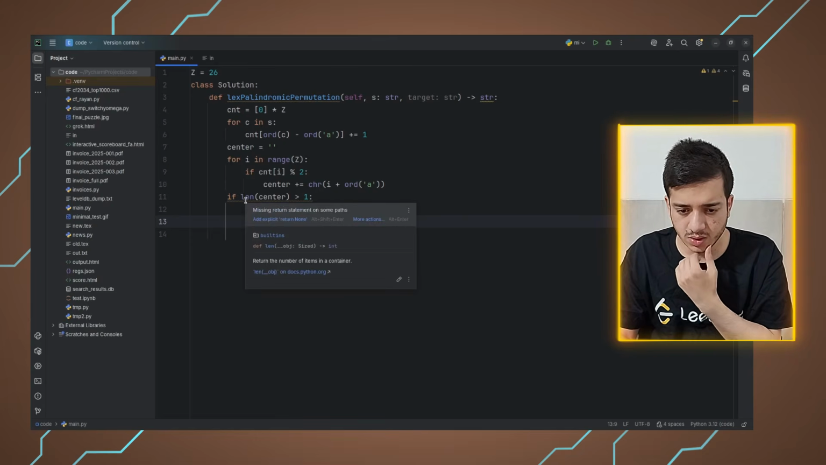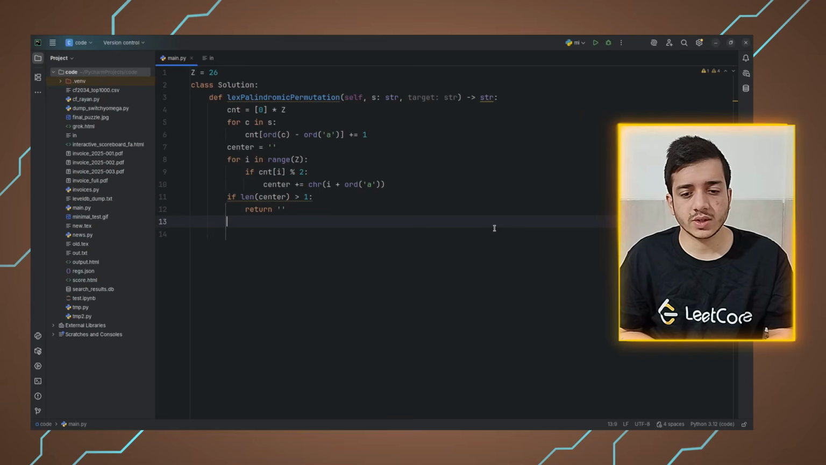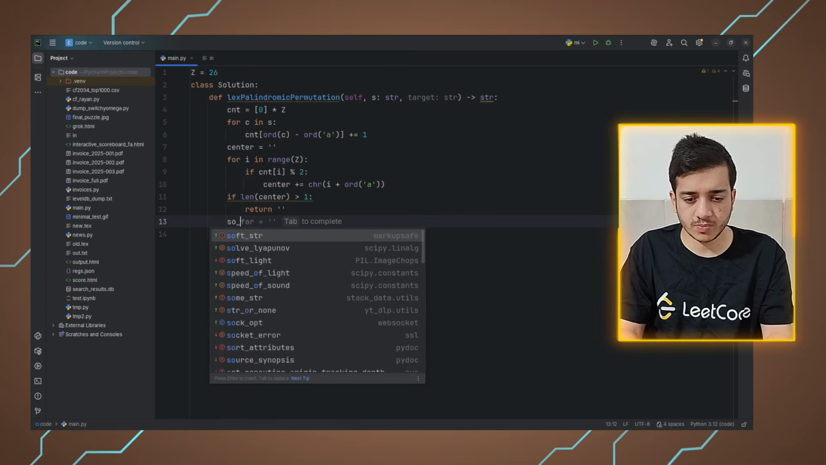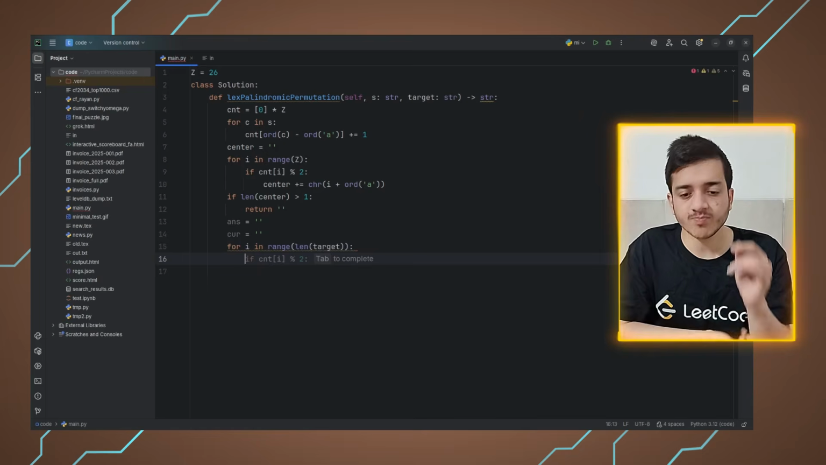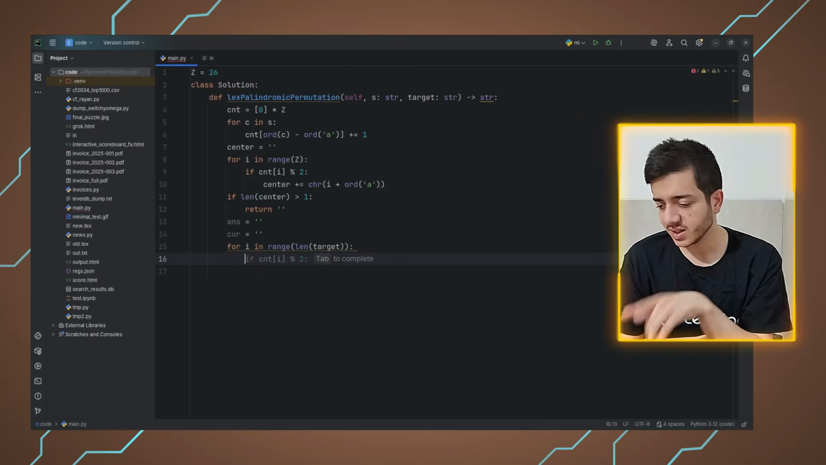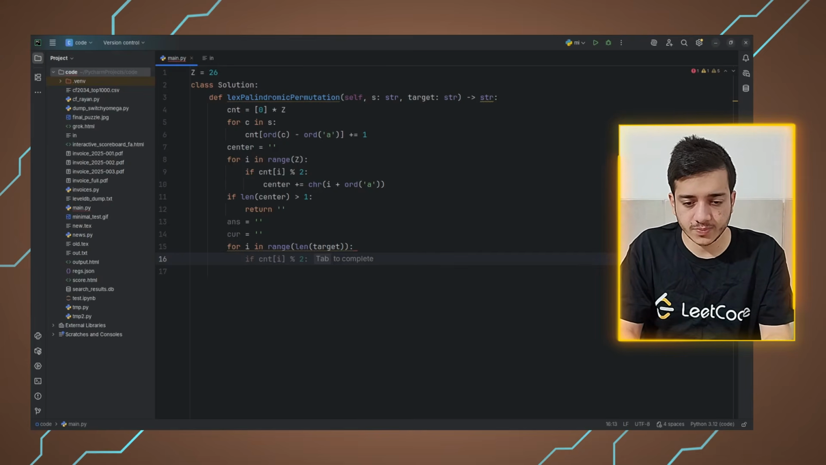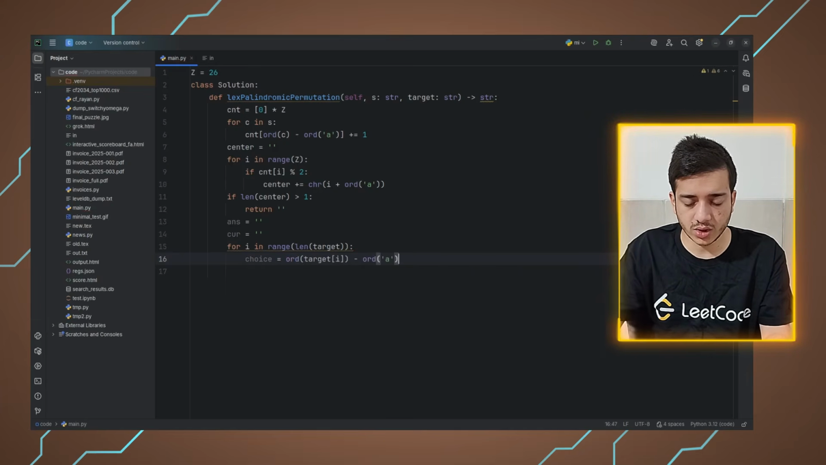Then let's start with target. Okay, ans is this, current is this. For I in range of length of target, in the first letter that is more than target, it means that choice is worthy of target.